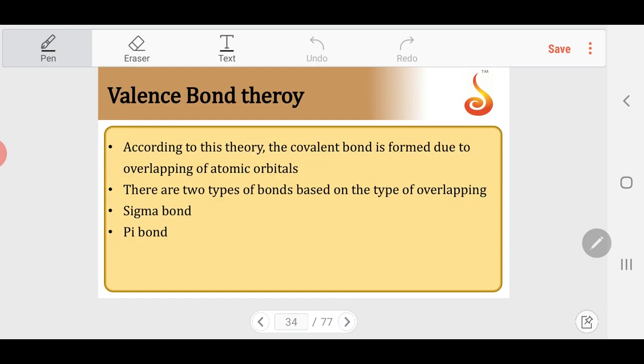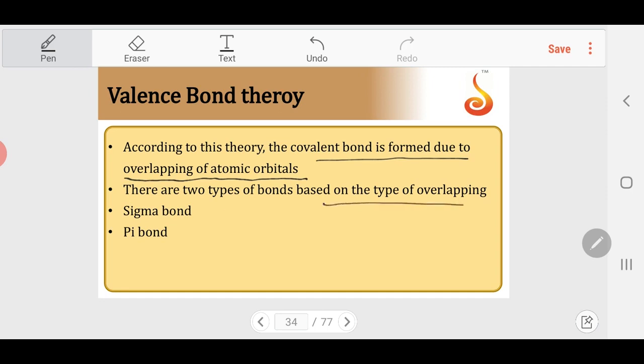The most successful theory for covalent bond formation is valence bond theory. According to valence bond theory, the covalent bond is formed due to overlapping of atomic orbitals. It is an extension of the wave mechanical model of an atom. So the wave functions we discussed in atomic structure were used, and that wave mechanical concept is extended to explain bonding, which comes in the form of valence bond theory. So the atomic orbitals will overlap with each other to form a bond.